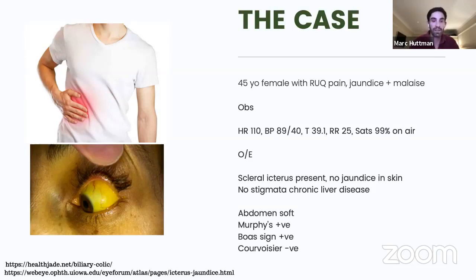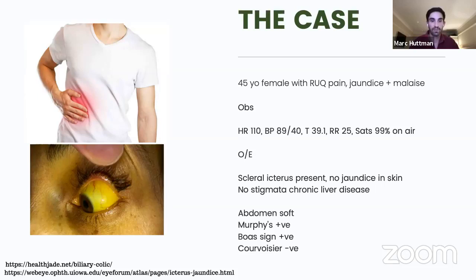So observations: her heart rate is 110 and her blood pressure is 89/40. So already that's not a great sign. You've got a heart rate which is above the systolic of the blood pressure. The reason that the heart rate is high is because your body has compensated to maintain cardiac output. The blood pressure is low, so you want to maintain the perfusion pressure by increasing the heart rate. The temperature, very febrile, and very tachypneic as well, and saturating well on air.